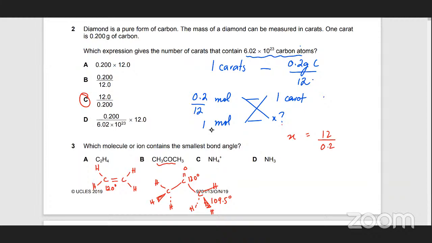What about NH4 plus? That's 4 bonds. 4 bonds is tetrahedral. So again, that's 109.5 degrees angle. NH3 is 3 bonds, and on the fourth side, there's a lone pair. Because of the greater repulsion, the angle is 107 degrees, which is why D is going to be the correct option.